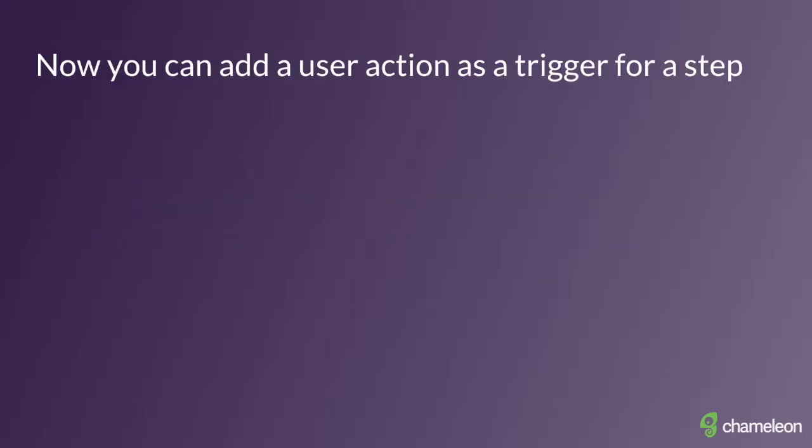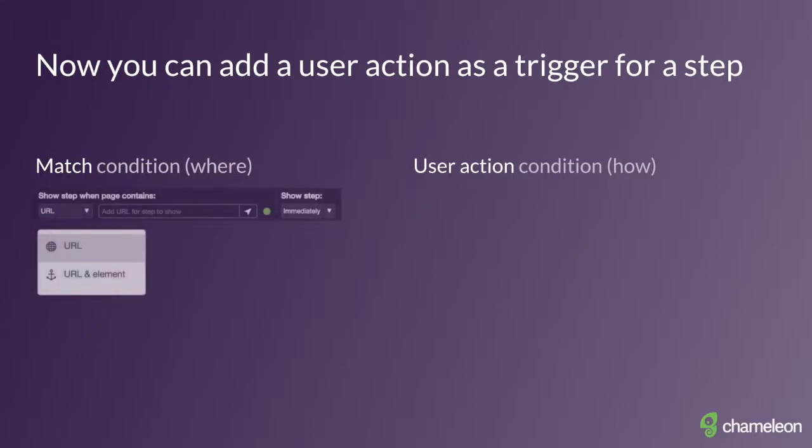Now, there's two components of this. There's a match condition, which allows a step to be configured on which page it should be seen on, and a user action condition, which is the actual action that a user should take. So a match condition is a URL, for example, where you can set the URL for a step to show on. It will then show on all URLs that match that. You can, in addition, show it based on URL and element on page. This provides a secondary condition for the match to occur, so a specific element on that page.